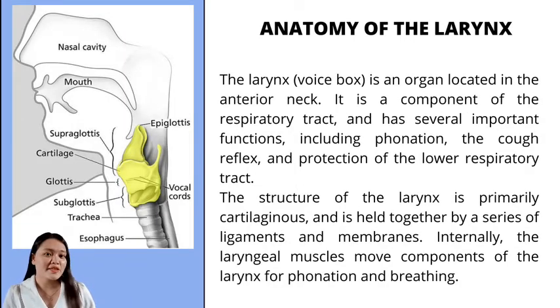Next is the larynx. So the larynx, or what we call the voice box, is an organ located in the anterior neck. It is a component of the respiratory tract and has several important functions, including phonation, the cough reflex, and protection of the lower respiratory tract. The structure of the larynx is primarily cartilaginous and is held together by a series of ligaments and membranes. Internally, the laryngeal muscles move components of the larynx for phonation and breathing.